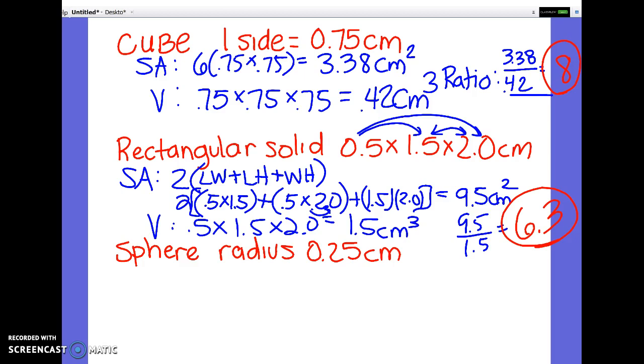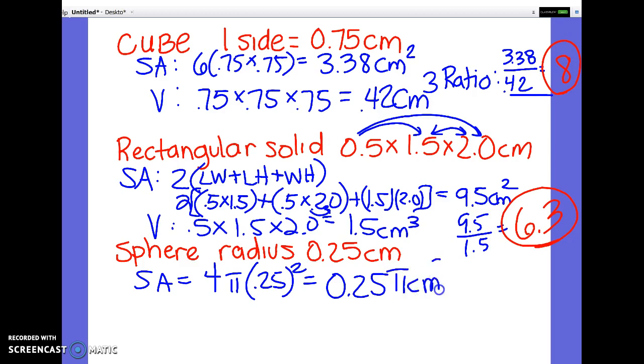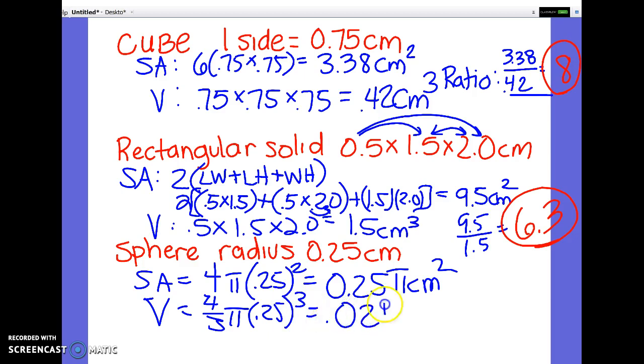All right, for the sphere, you do not need to work out pi because pi is going to cancel when you divide. So your surface area is 4 pi r squared. That's going to be 4 pi times 0.25 squared. When you work all that out, people thought it was really weird that you get 0.25 back again, but that is what you get. Pi centimeters squared. For your volume, it's 4/3 pi r to the third, 0.25 to the third. For this one, you get 0.021, or if you just put 0.02, that's fine. Pi centimeters to the third.